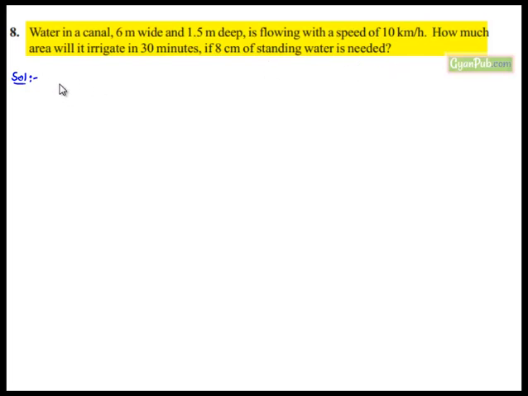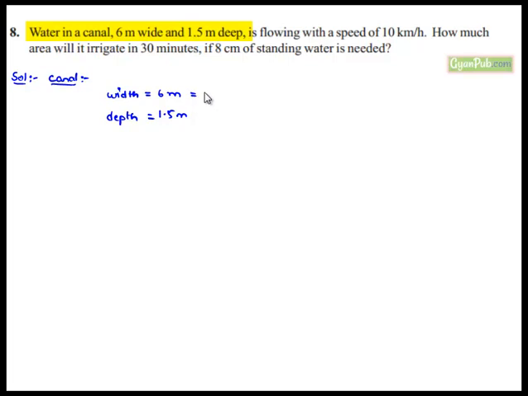Now coming to the solution. For the canal, let us note down the dimensions, that is, width of the canal is equal to 6 meters, depth of the canal is given by 1.5 meters, let this be some B and this as H. Now he says that water is flowing with a speed of 10 km per hour. So here, lengthwise there is a change in velocity.